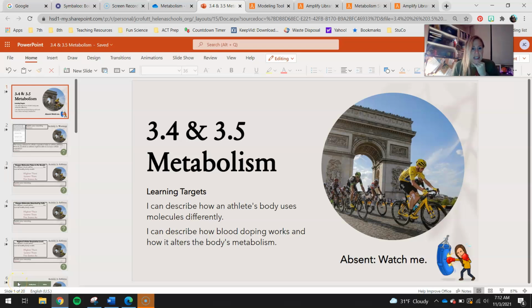Hey, seventh graders, today's lesson is 3.4 and 3.5 metabolism. Your learning targets: I can describe how an athlete's body uses molecules differently, and I can describe how blood doping works and how it alters the body's metabolism.